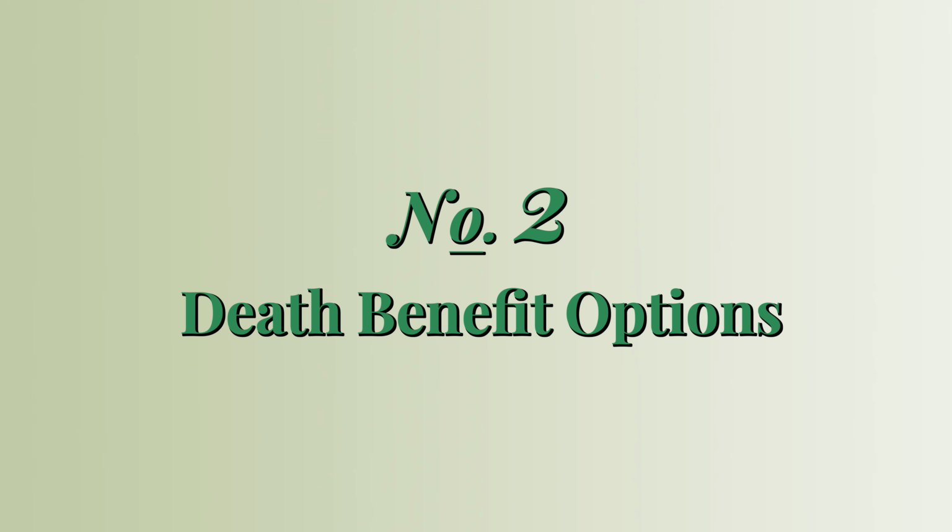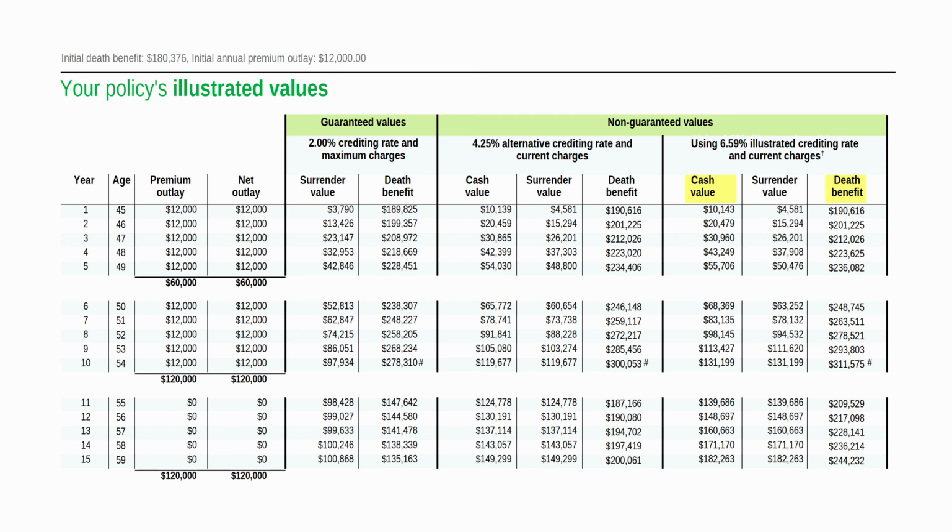Number 2, death benefit options. You want to have the increasing death benefit option B while you are contributing a premium, and then switch to level once you are no longer contributing. On your illustration, the number in the death benefit column with the increasing death benefit option is the cash value plus the initial death benefit. With the level death benefit option A, the death benefit stays constant.